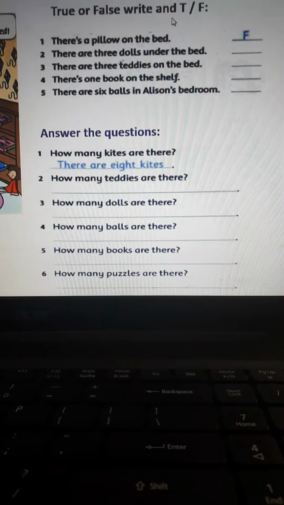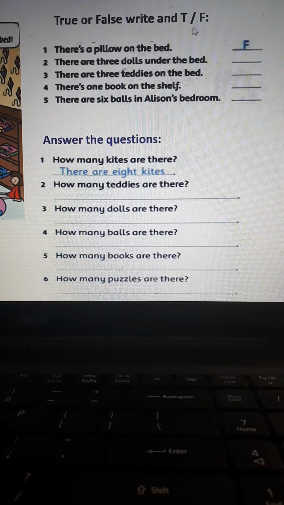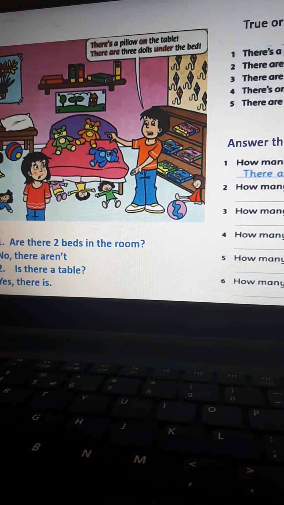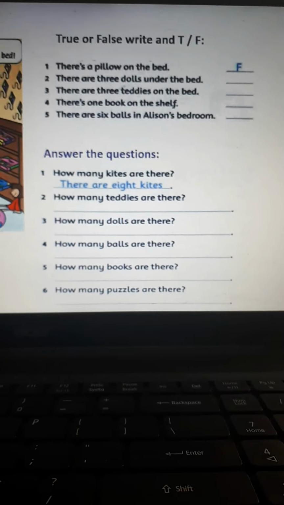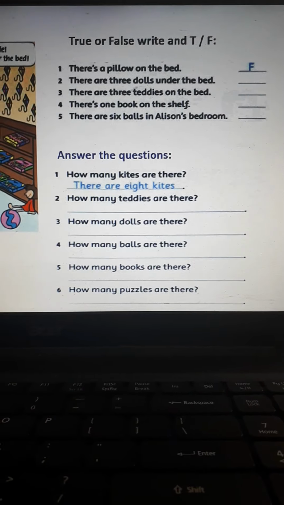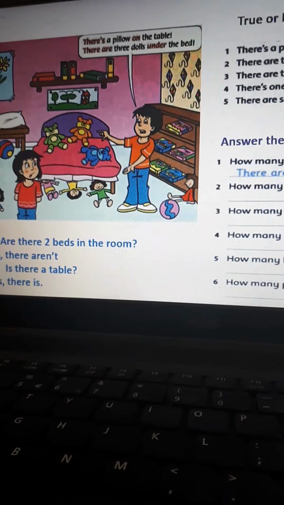You have to put false or true. For example, there's a pillow in the bed. Is there a pillow in the bed? No. It's on the table, so it's false, right? False. There are 3 dolls under the bed. Are there 3 dolls? Yes, there are 3 dolls.